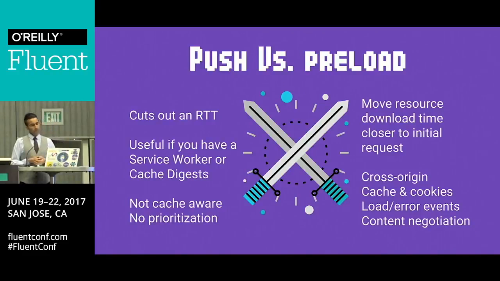So push versus preload. Push is able to cut out an RTT. It's useful if you have service workers, or at some point in the future we have that notion of cache digests. But it doesn't really have quite the same level of prioritization or cache awareness that we would like. Preload allows us to move resource download time closer to the initial request. It's cross-origin. It's got load and error events. It's got content negotiation support. In general, I found preload to be a relatively low-friction thing to experiment with. H2 push does have a lot of gotchas. It does require an amount of experimentation and understanding of those gotchas before you ship it to production.